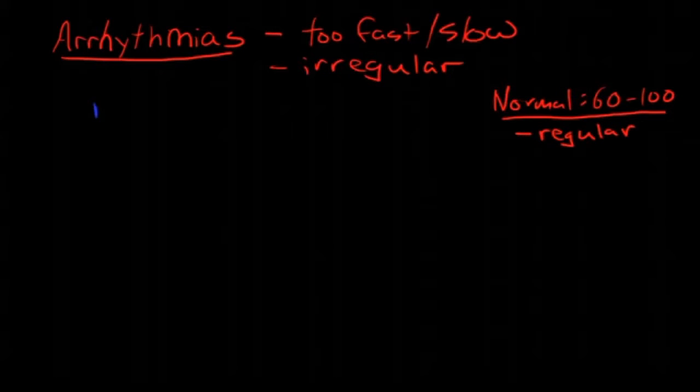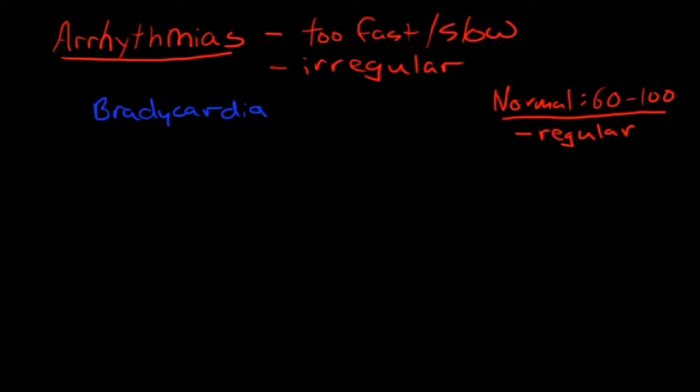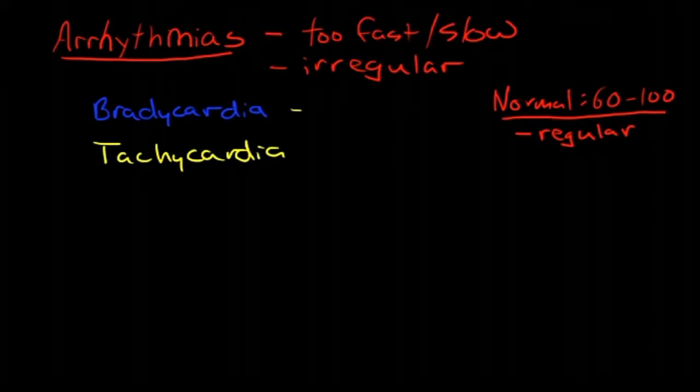Okay, so there's two basic types. There's rhythms that are too slow, bradycardia, or bradyarrhythmias, and tachycardia. Okay, so we're going to talk about bradycardia first. So, bradycardia. Let's stick with the blue color here.